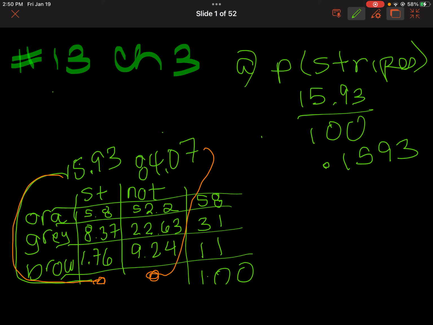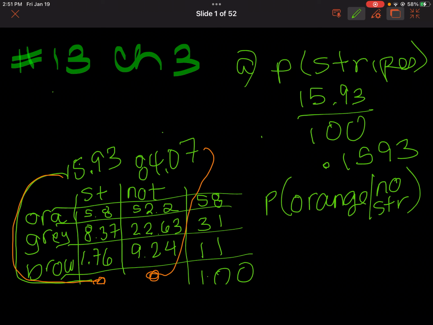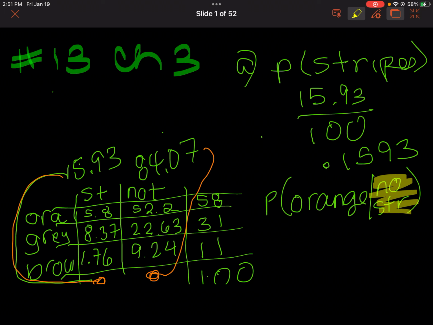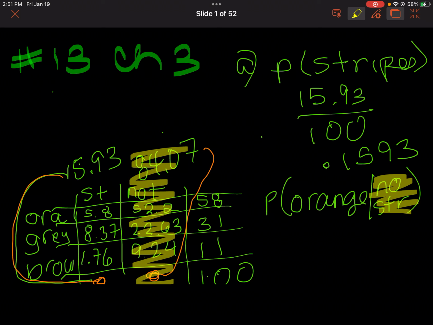And then the second part says, what is the probability an animal is orange given it does not have stripes? So probability of orange given no stripes. So you see the known part here, the part that we know about is no stripes. So whenever you have a given like that, the part that you know narrows down your entire sample. So because I know for a fact there are no stripes, I am in this column and nowhere else on this chart. I am only in the no stripe column.